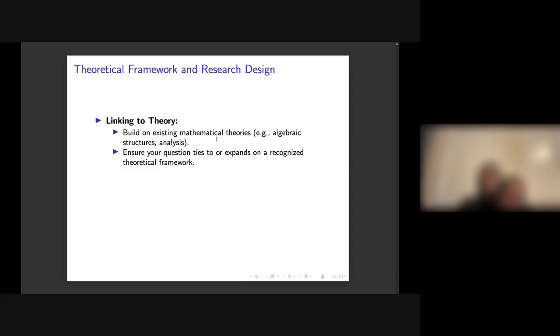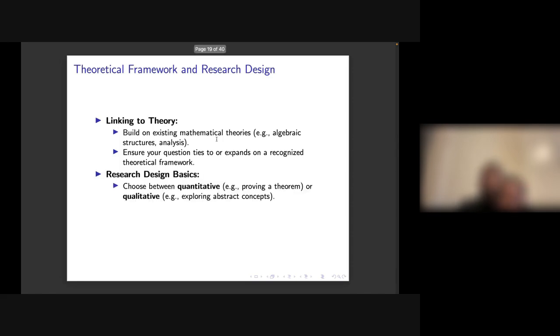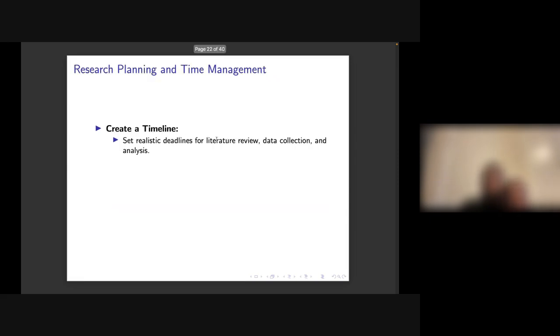You have to ensure your question ties to or expands on a recognized theoretical framework, even if you are doing something very applied. And you have to decide also what you want to do. Do you want to prove a theorem or do you want to explore something? So in mathematics, you have these two types. You can be a quantitative mathematician or a qualitative one. Or these days there is room for a hybrid of both. You can design an experiment or model to test hypotheses where they are applicable.